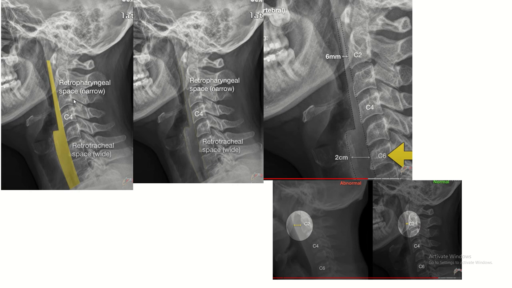This is the retropharyngeal space. This is the retrotracheal space. The retropharyngeal space is narrower than the retrotracheal space. Normally it is 6 millimeters, but the retrotracheal space is wider. It is up to 2 centimeters. So this is the normal X-ray, the narrow retropharyngeal space. Here is a disease condition, wide retropharyngeal space.